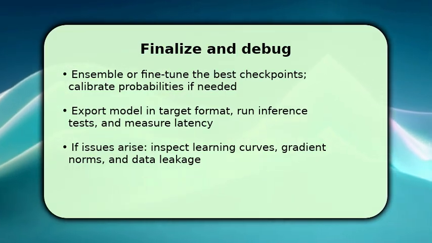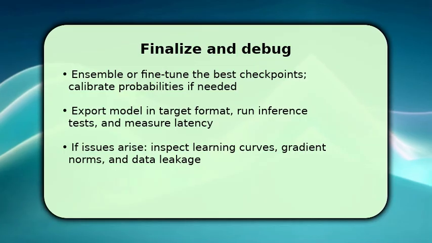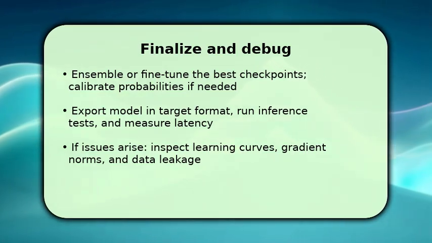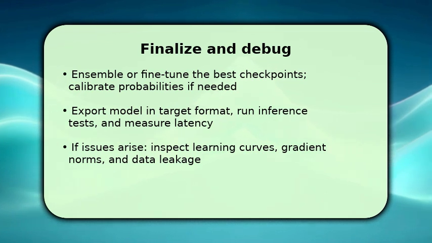If things go wrong, check learning curves, verify gradients and activation distributions, and look for data leakage or label mismatch. Addressing those usually resolves persistent underperformance quickly.